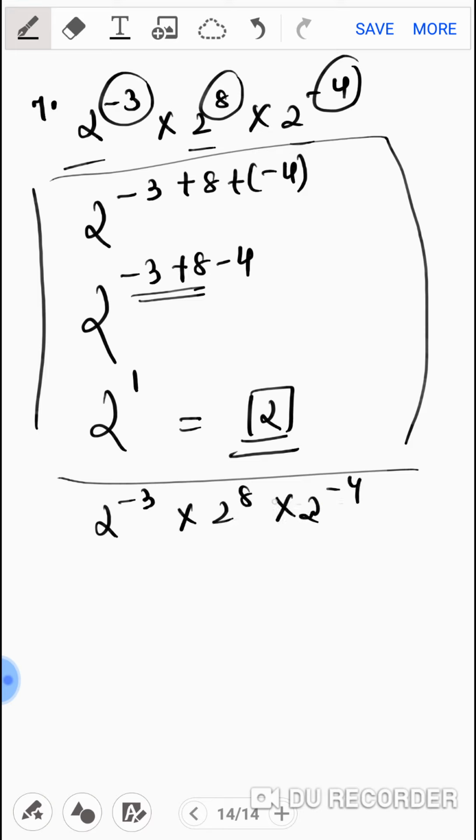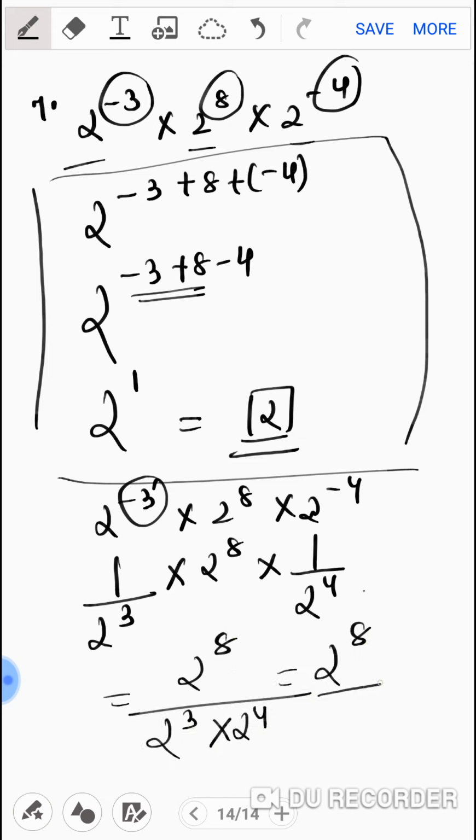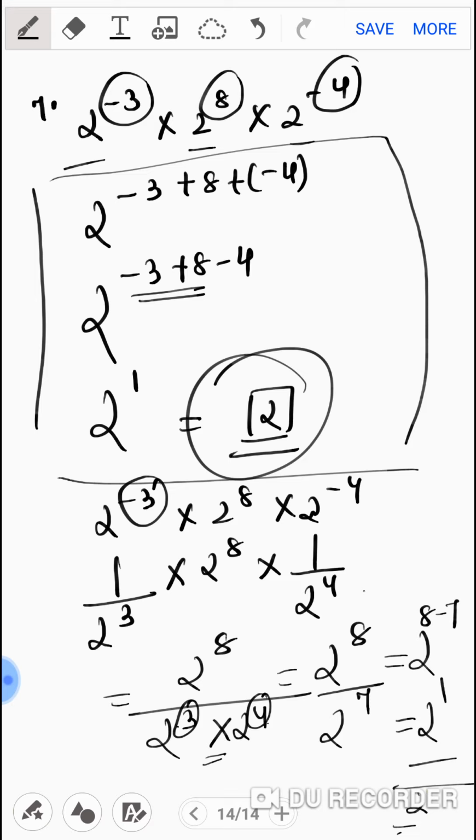First we will convert all the negatives to positive by reciprocating. Above it is 2 raised to 8, and below it is 2 raised to 3 into 2 raised to 4. That will become 2 raised to 8 upon 2 raised to 4, 4 and 3 becomes 7. There is division, so exponents will be subtracted. So it is 2 raised to 8 minus 7. That is 2 raised to 1. Answer is 2. So you will get the same answer whichever method you follow.